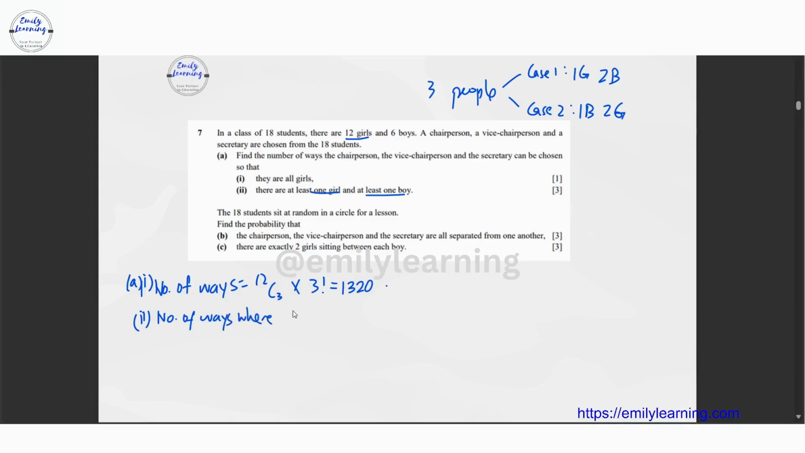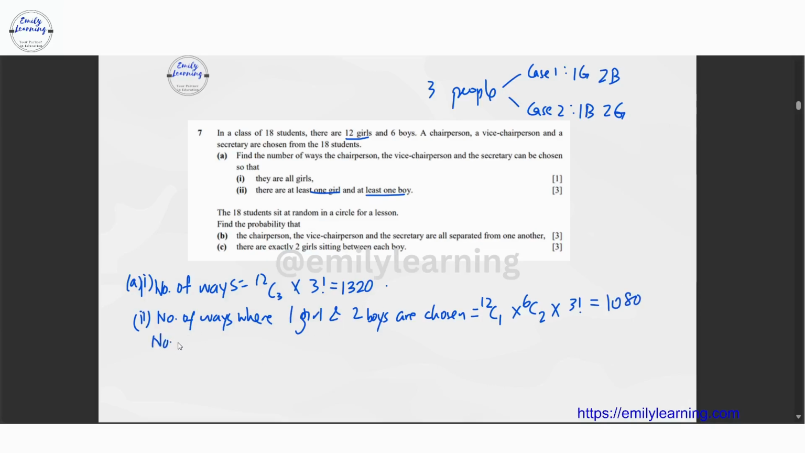Let's find the number of ways where 1 girl and 2 boys are chosen. To choose 1 girl, you take 12 choose 1. To choose 2 boys, you take 6 choose 2. And because these positions, chairperson, vice chairperson, and secretary, are 3 different roles, you need to times 3 factorial. This will give us 1080.